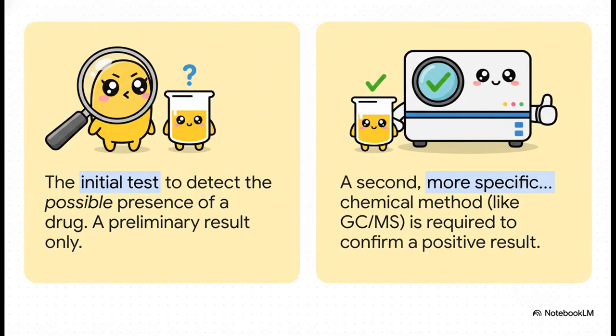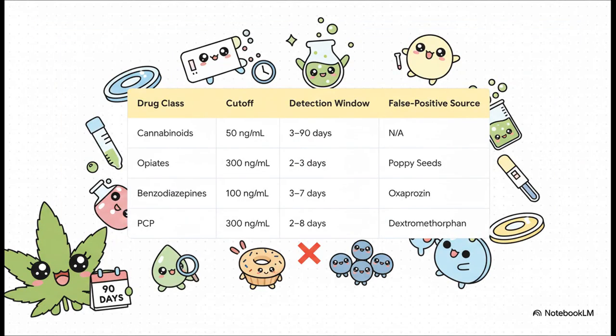The single most crucial distinction you have to understand is the one between a screening test and a confirmation test. A screening test is just that, a screen. It's fast and sensitive, designed to catch the possible presence of a drug. But, and I cannot stress this enough, you never report a positive result based on a screen alone. Ever. It must be confirmed using a second, more specific method, and the gold standard for that is gas chromatography/mass spectrometry, or GCMS.